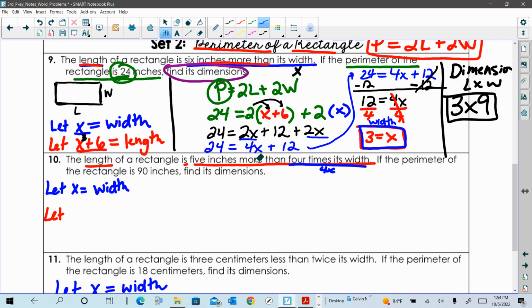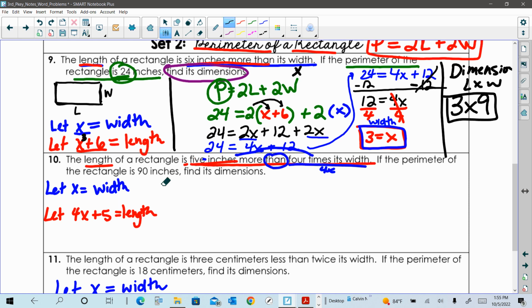4 times the width would be like 4x. This is 5 inches more than. Remember that than is a switch or a turnaround word. So this 4x needs to go to the front here. So my 4x plus 5 is going to represent the length, because this is 5 inches more than that. So we're adding the 5 to the 4 times the width of 4x. So now we have defined the let statements.